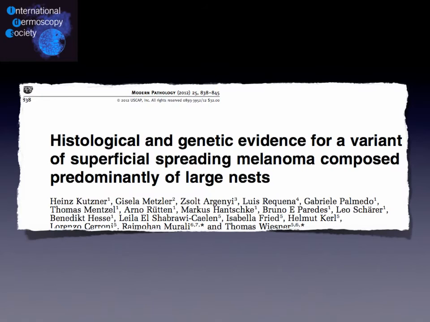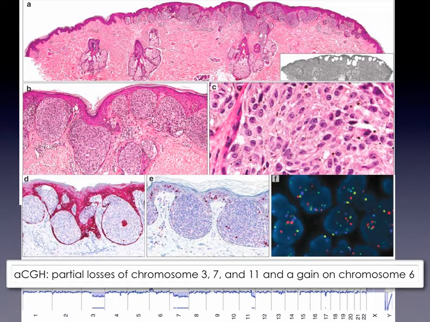Nested melanoma is a newly recognized entity that has been recently described. Using comparative genomic hybridization, this tumor showed multiple genomic aberrations that have also been found in superficial spreading melanoma, outlining that nested melanoma is just a variant of this subtype.